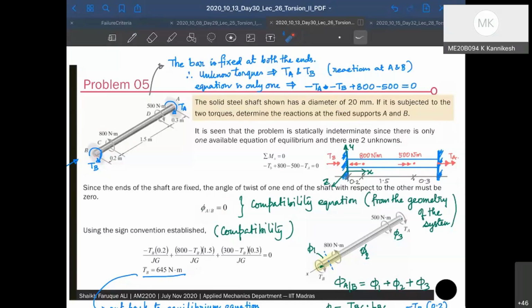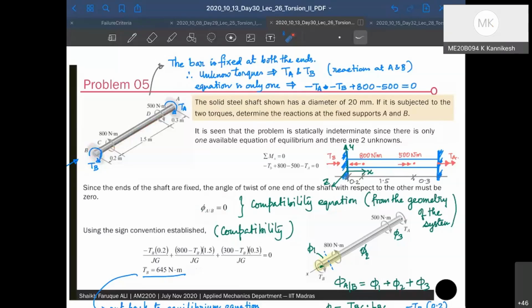Is it because rotations or deformations are given relative to one another, right? I can only find rotation at A if I know rotations at B. Otherwise I won't be able to find it. So I'll assume this guy to be fixed, and then I calculate rotations at C, rotations at D, and finally rotation at A, and then tell that A has 0 rotation with respect to B, right?